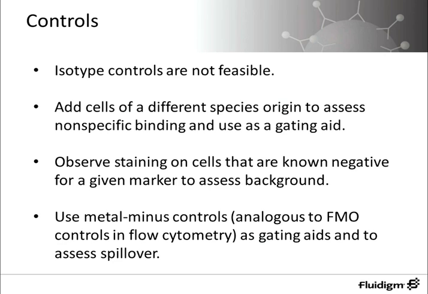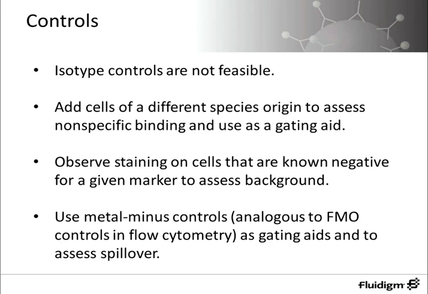So one thing that's done by certain labs is actually spiking in a cell line, maybe of a different species of origin, that you can then gate out by using a specific antibody tag to assess nonspecific binding. You could also, within your sample, look at staining on cells that you know are negative for a given marker to help you set your gates.